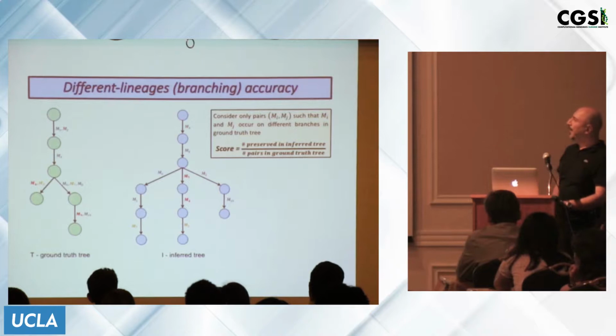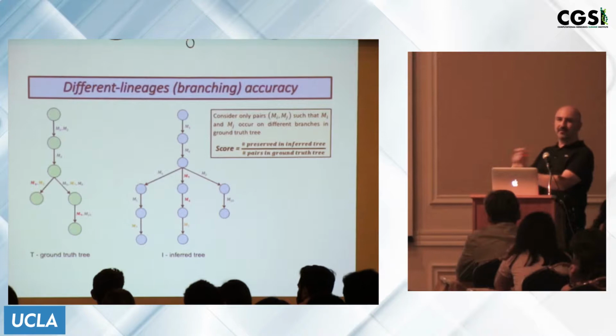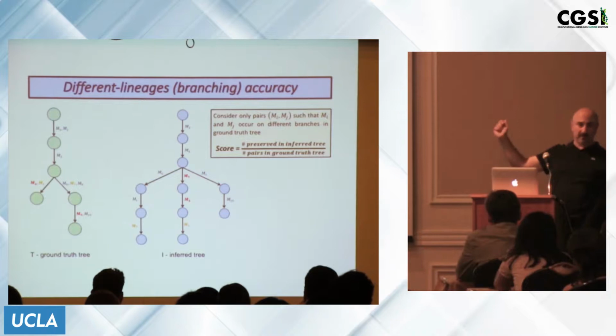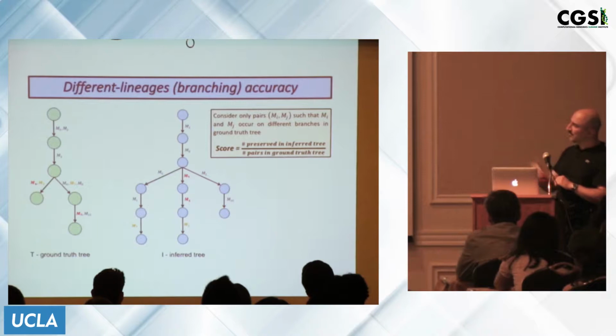Different lineages accuracy corresponds to those pairs of mutations that do not have this relationship. They, in both trees, in the ground truth tree and inferred tree, belong to distinct lineages. Again, the fraction of mutations that preserve this provides you some measure of accuracy.